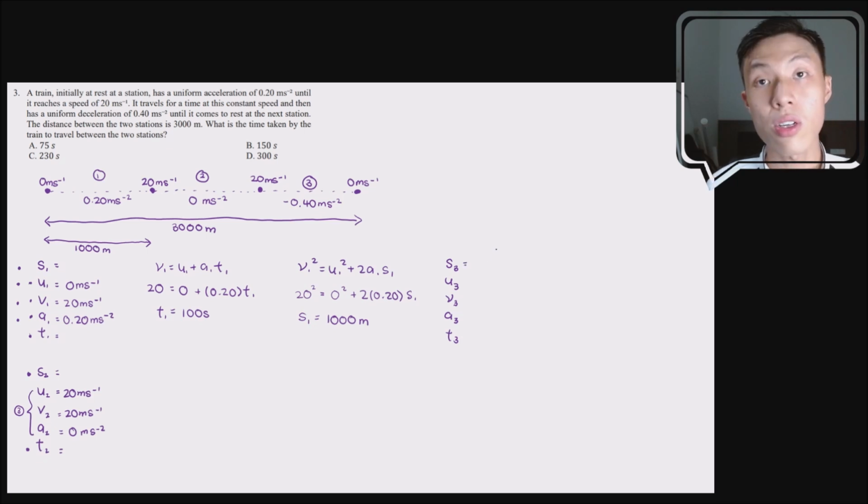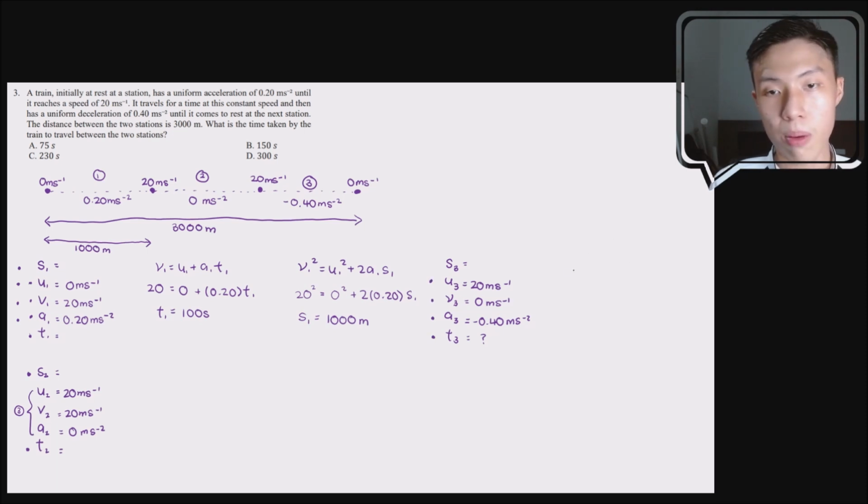So again, we don't know the displacement for the third portion of the journey, but we know the initial and final velocity. The initial velocity is 20 meter per second. The final velocity is 0 meter per second. So it slows down at a constant rate of negative 0.40 meter per second square, and the amount of time is what we are interested in.